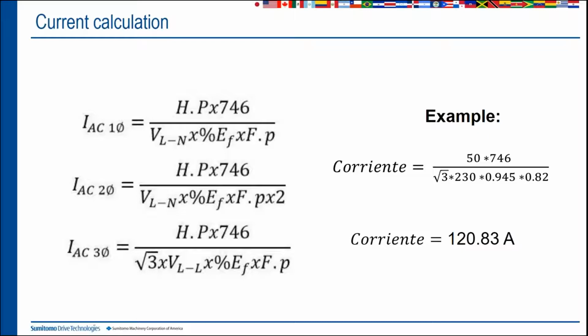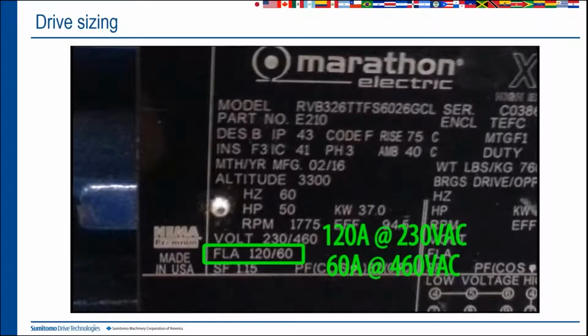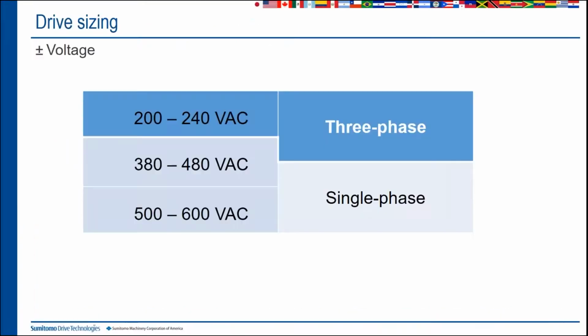And as you can see, I'm using here three-phase at 230 volts, and the result is 120 amps. If I go back to the motor's plate, you can see it matches here: 120 amps at 230 volts. Basically, the calculation is very similar to the real current of the rating plate.